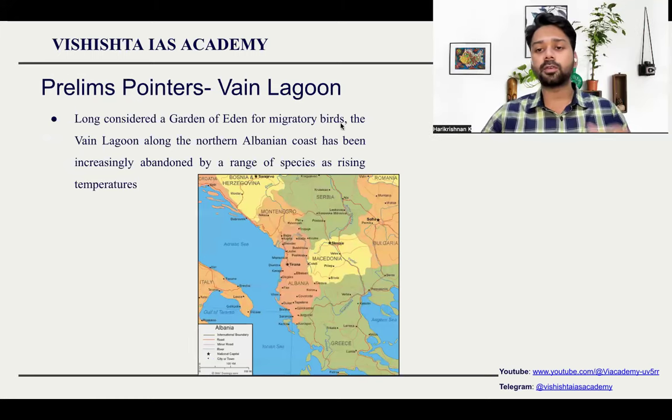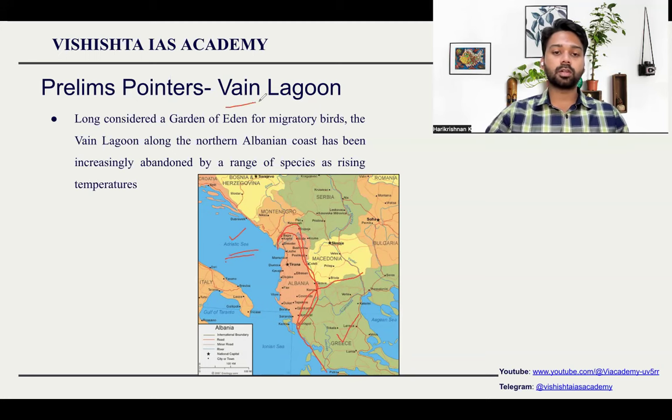From the prelims point of view, here is one particular fact which you can remember, because these days this kind of question is being asked. Vane Lagoon is a lagoon which is in Albania. Where is Albania located? Albania is a European country. It is located to the north of Greece, and it is a country which is located along the Adriatic Sea. So this is Greece, and here you have your Albania. Albania is located to the north of Greece, close to the Adriatic Sea.